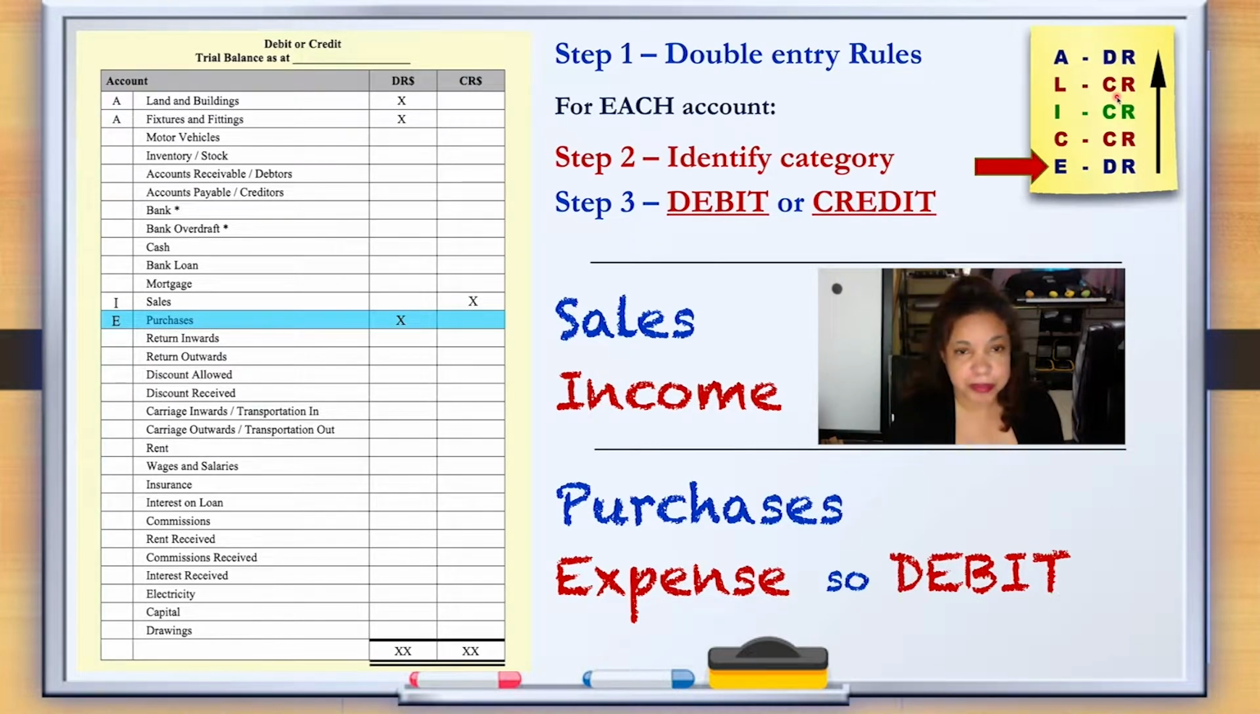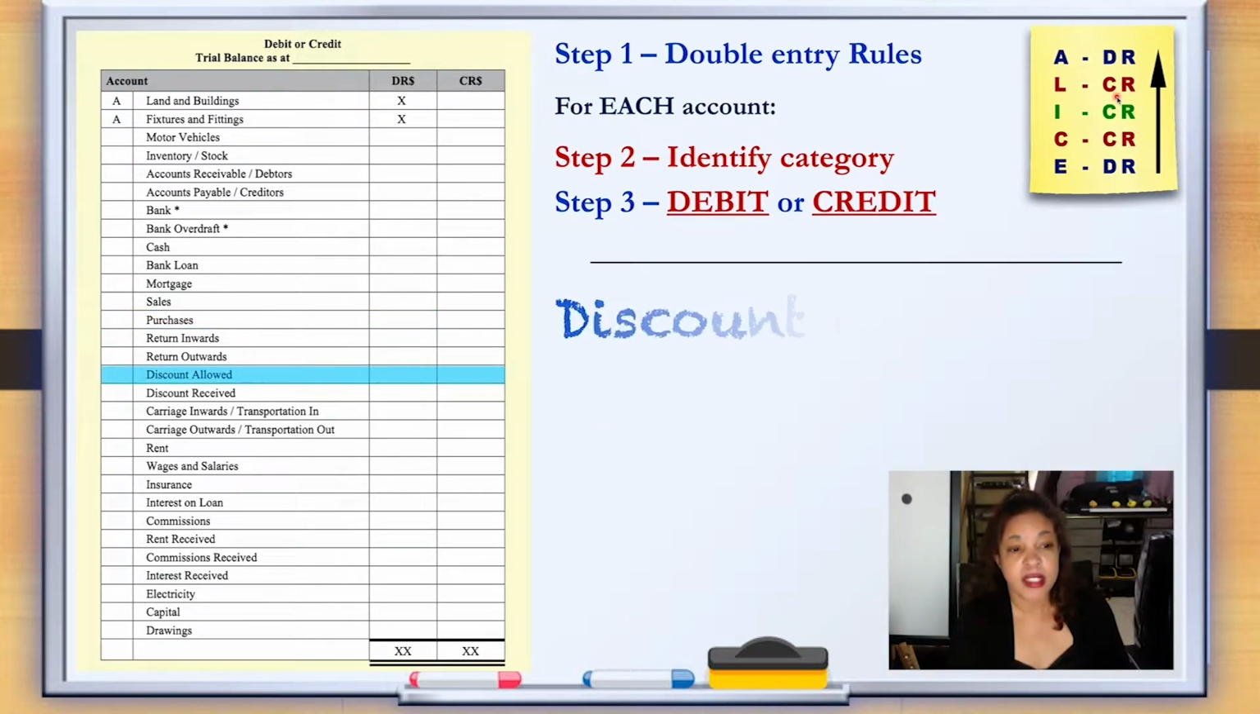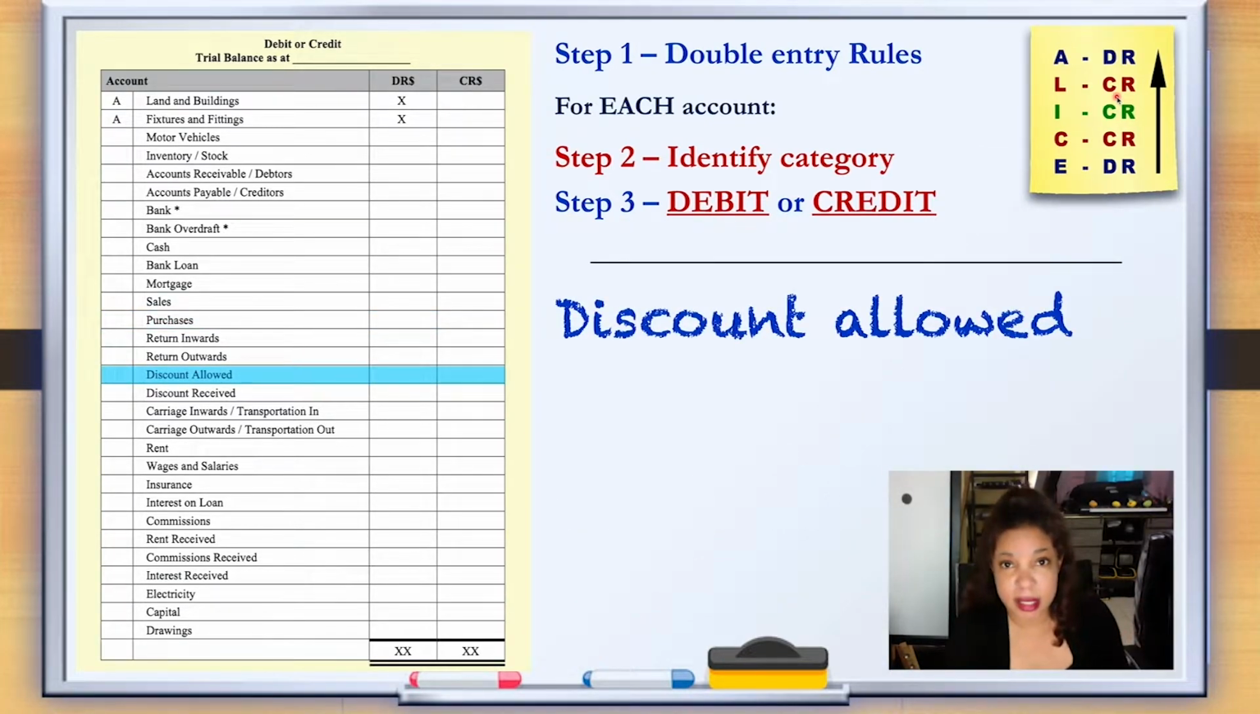Simple as that. Discount allowed is still easy once you know which item it is. So discount allowed, expense. Some of you still may not be too clear on that. That is why I'm doing it here with you now. So discount allowed is an expense because by allowing a discount, that means that you will be receiving less money than was the worth in terms of, say, your sales, your credit sales.